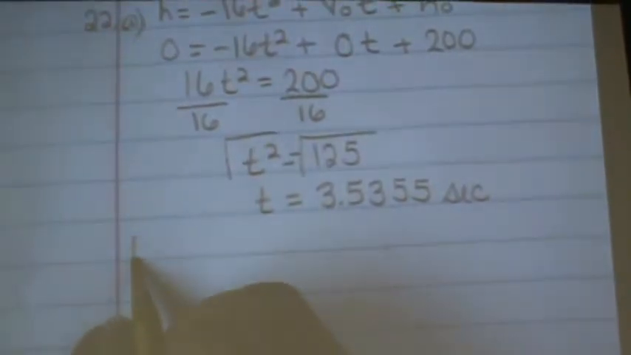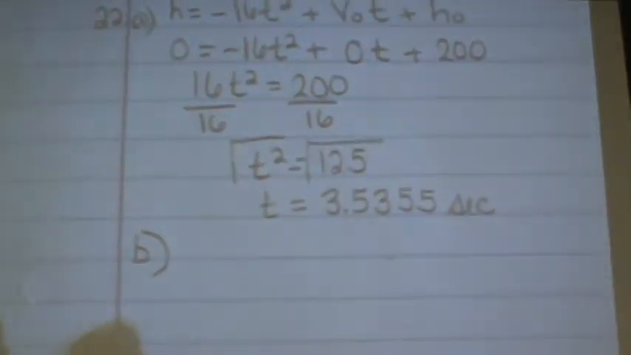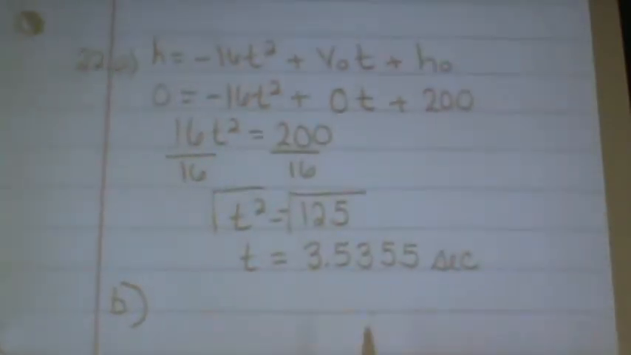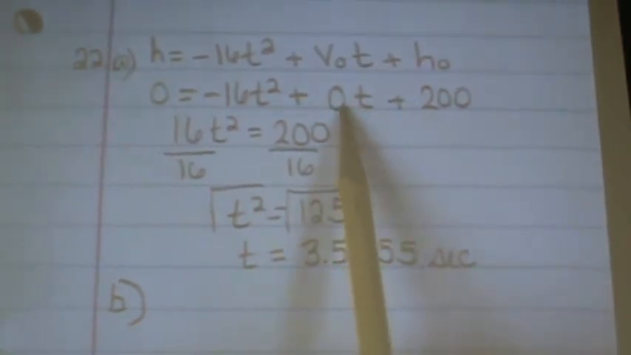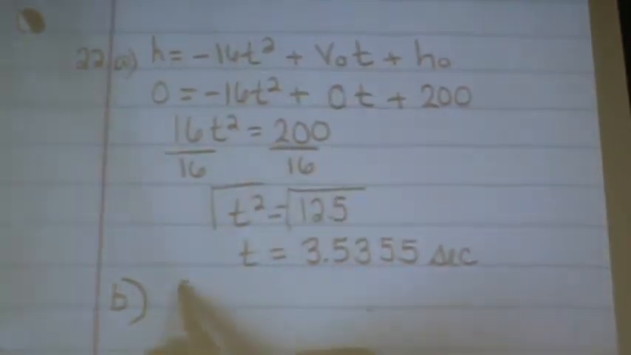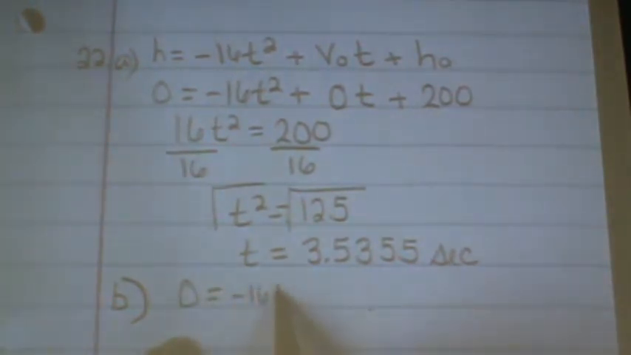For B, they want to know, you throw it downward at an initial velocity of 40 feet per second. If you throw something downward, everything will stay the same, but this is going to be a negative 40. So 0 equals negative 16t squared minus 40t, plus 200.